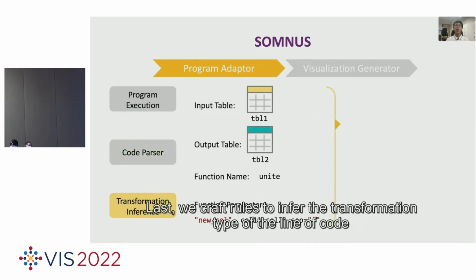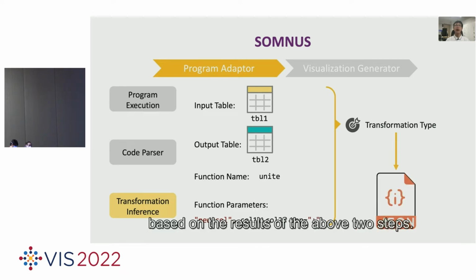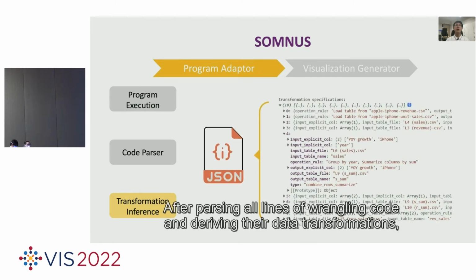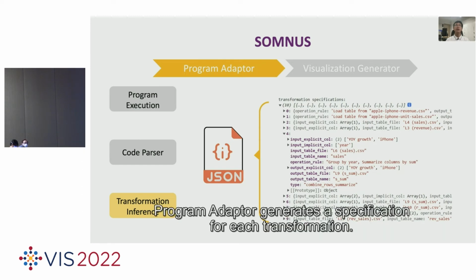Last, we craft rules to infer the transformation type of the line of code based on the results of the above 2 steps. After parsing all lines of wrangling code and deriving their transformations, program adapter generates a specification for each transformation.